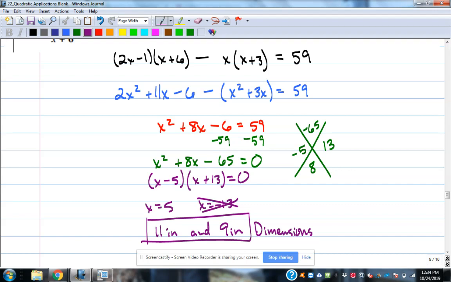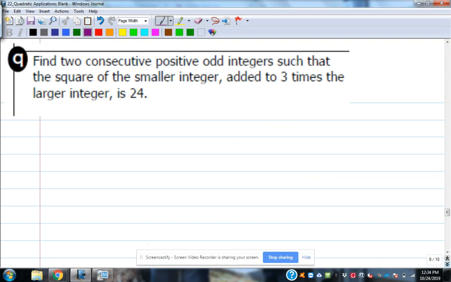All right. Not bad. Easy thing. The last two are maybe a little tougher. You have to have an understanding of integers and how we get there. Number 9 says find 2 consecutive positive odd integers such that the square of the smaller integer added to 3 times the larger integer is 24.